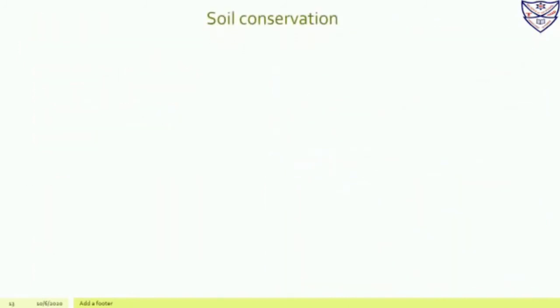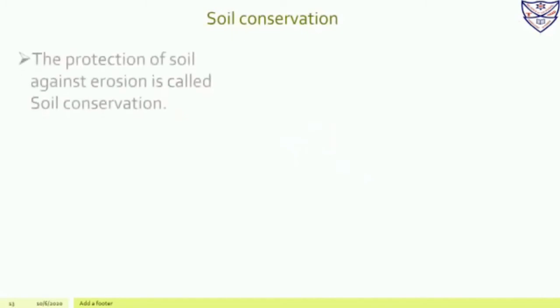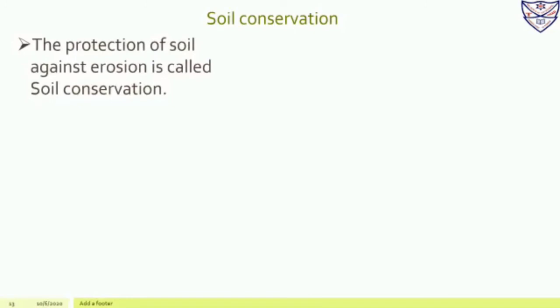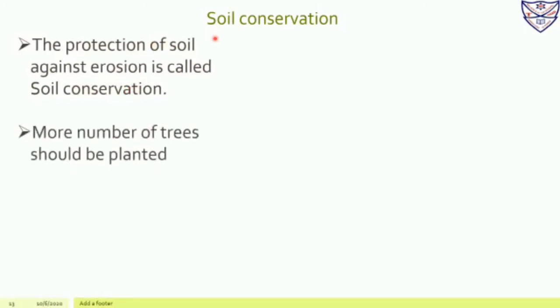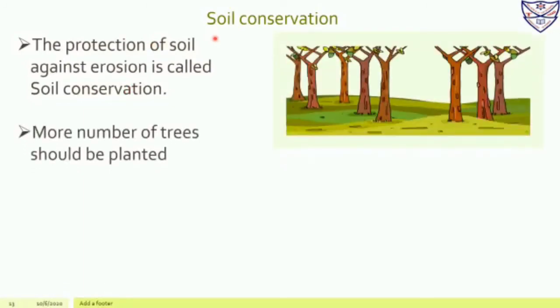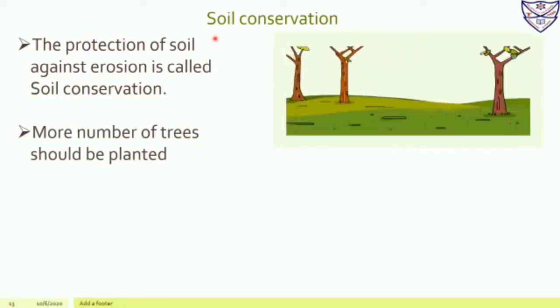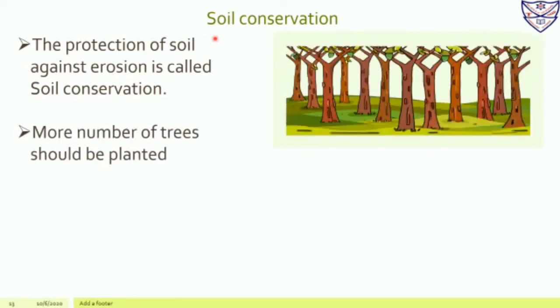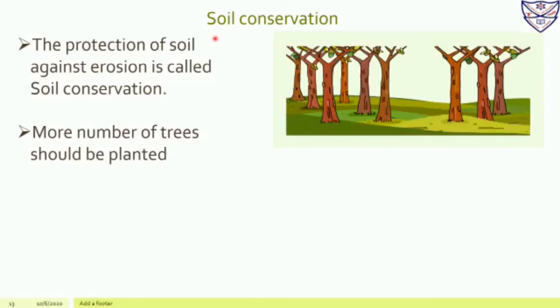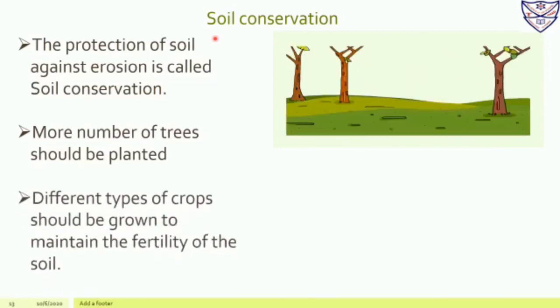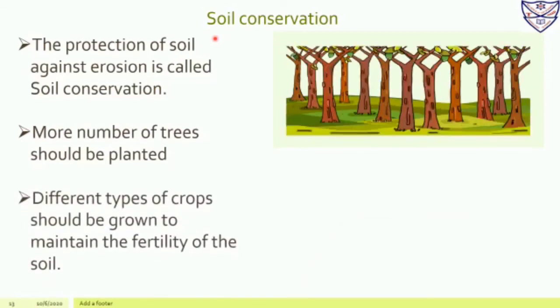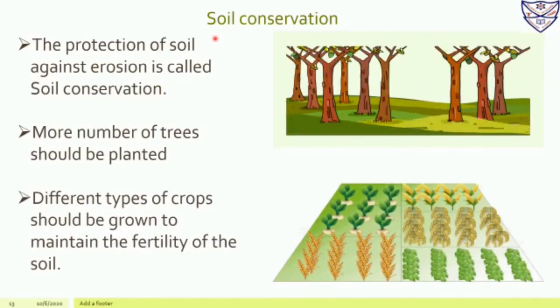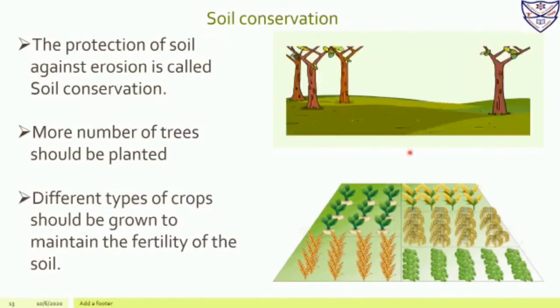Soil conservation. The protection of soil from erosion is known as soil conservation. Plants get most of the nutrients from the topsoil. These are certain steps that we can take to conserve soil. More trees should be planted. Different types of crops should be grown to maintain the fertility of the soil. The practice of growing different types of crops in the same area is called crop rotation.